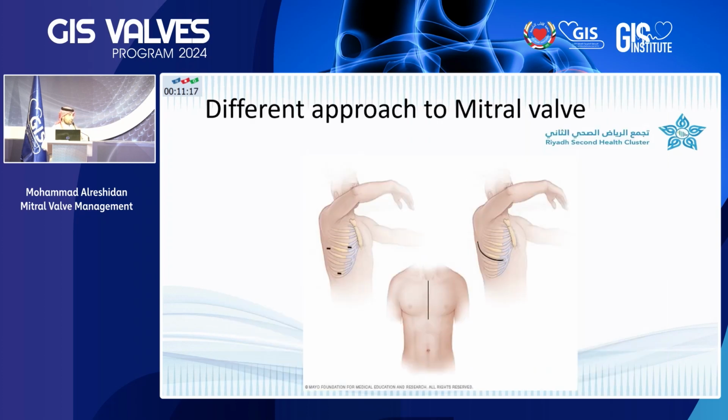How do we approach the valve? There are too many ways. You can do that conventionally. You could do that with direct vision thoracotomy. You could do it robotic. It doesn't really matter how you approach it. The most important thing is to give the patient a good repair.